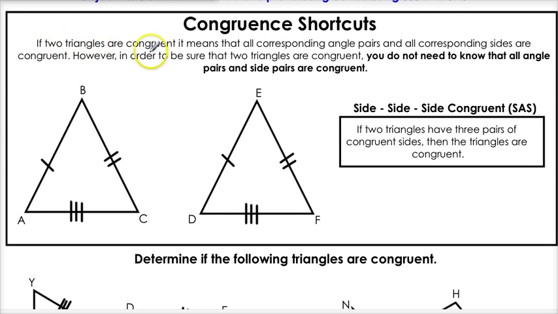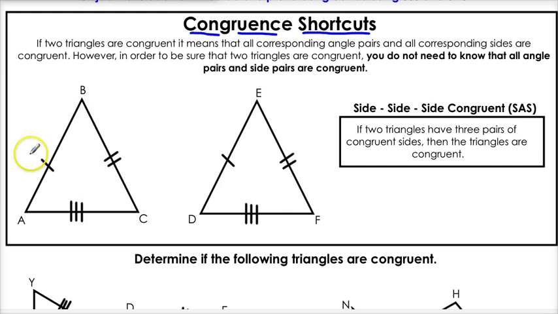If two triangles are congruent, it means that all corresponding angle pairs and all corresponding sides are congruent. So all the sides and all angles are congruent. However, in order to be sure that the two triangles are congruent, you do not need to know that all the angle pairs and sides are congruent. You could actually use some shortcuts, and today we're going to learn two shortcuts. The first one is called side-side-side congruence.